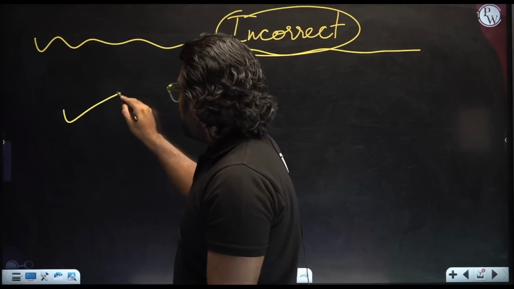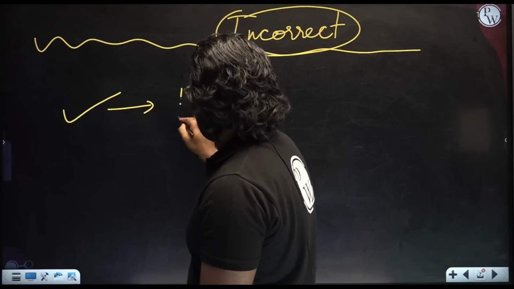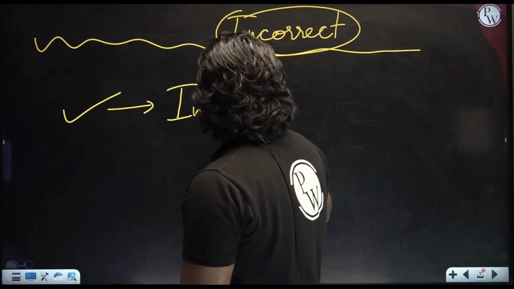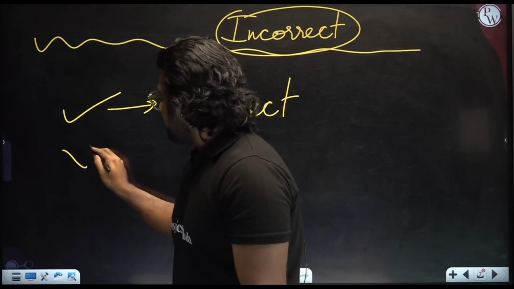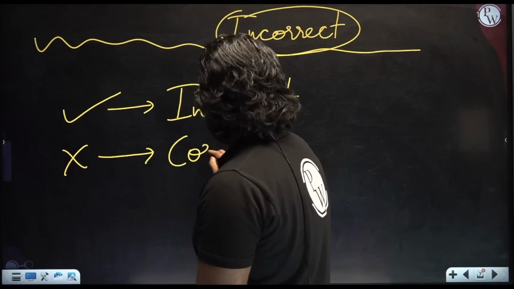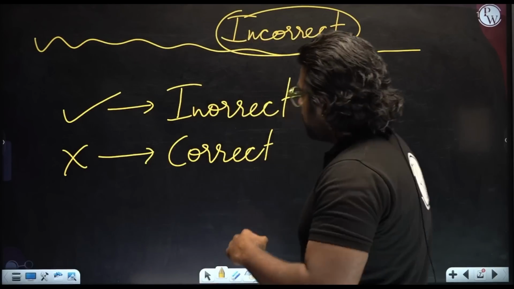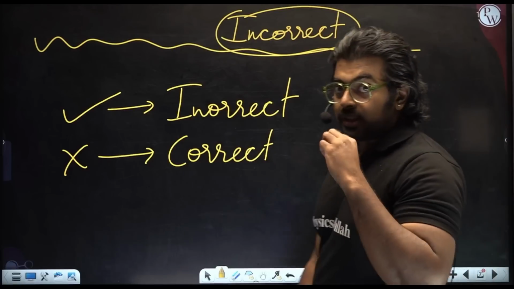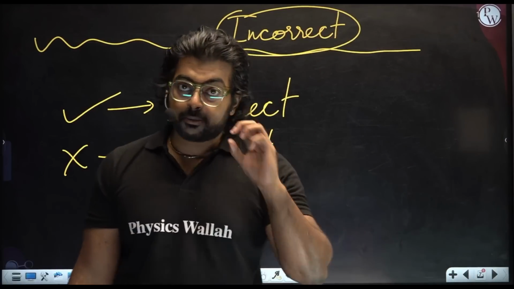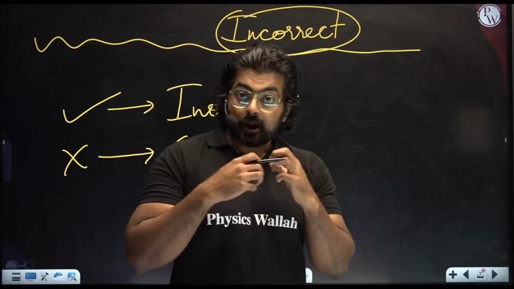So tick for incorrect, and cross for the correct one. That is how you can eliminate the option. So this is again very important. That is the reason you have to read the question properly before going to solve the question.